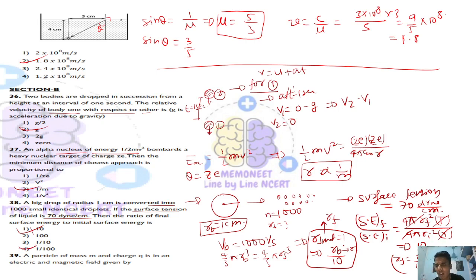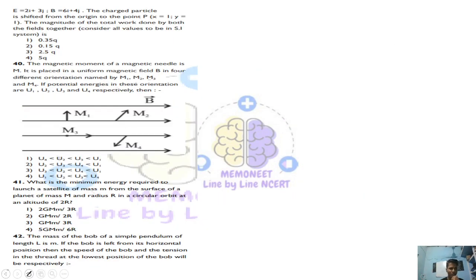Let's take the calculation, but you know the concept. You just need to use volume conservation and the surface energy concept. Maybe I misunderstood the calculation or have done it wrong, but I think it is coming out to be 1 upon 100. You need to check it a little bit. Okay, let's move to the next question.